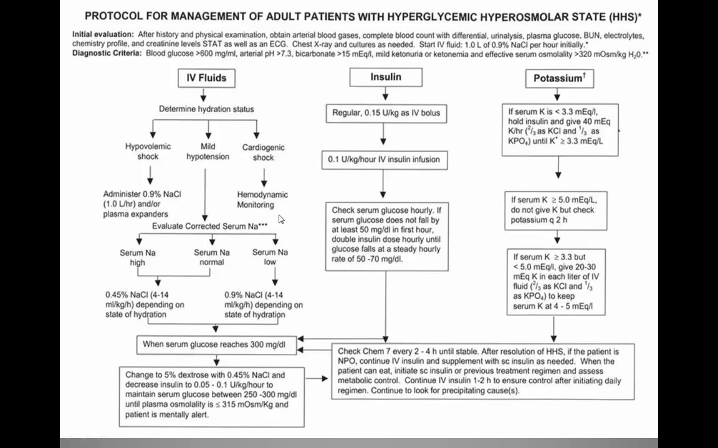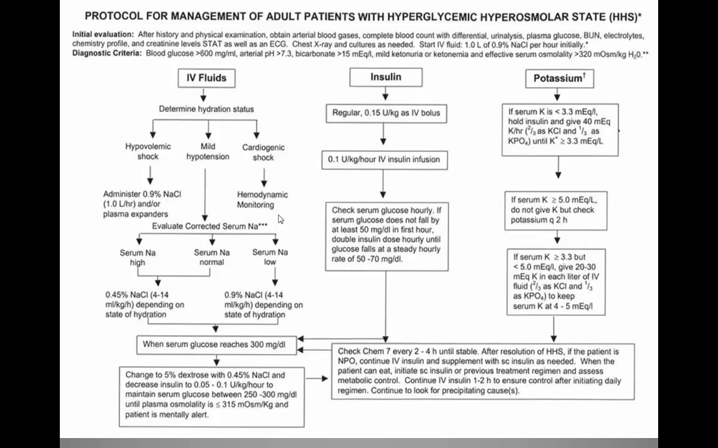Okay, now insulin. You basically provide 15 units of regular insulin IV, followed by 10 to 15 units subcutaneous immediately. That would be the same as saying regular insulin 0.15 units per kilo as an IV bolus, and continue with 0.1 units per kilo per hour as an infusion. Then you check the serum glucose level hourly.